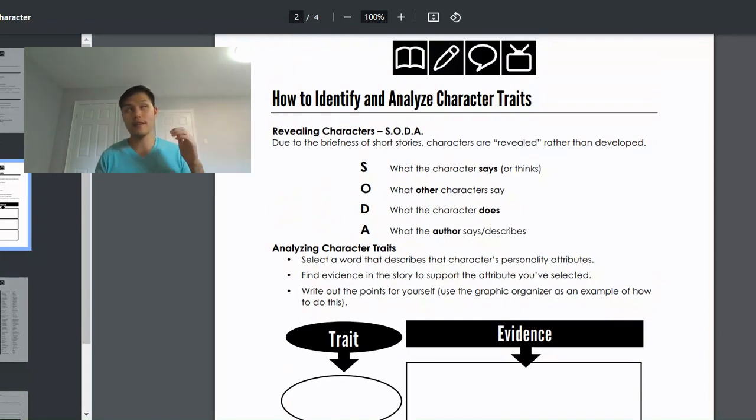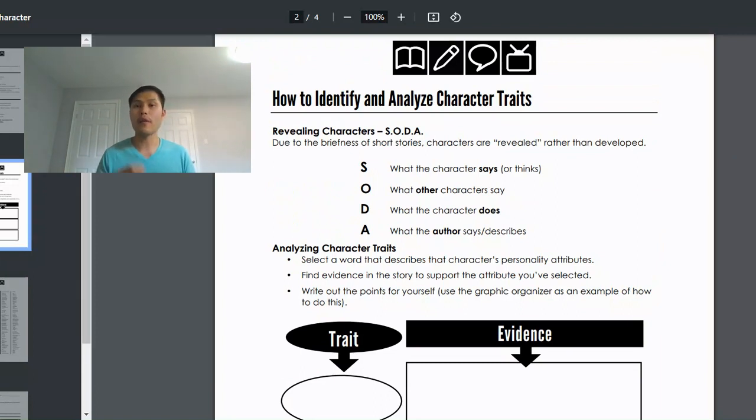SODA. These letters will help you analyze a character, but also just quotes and text in general in the future, and I'll explain how. First off, when you're looking at a character and you don't know what to say about them, think and ask yourself the following letters. S: what the character says. So a character like Spider-Man says, I'm going to save someone. Well, we think that he may be heroic because he said he'll go save someone.